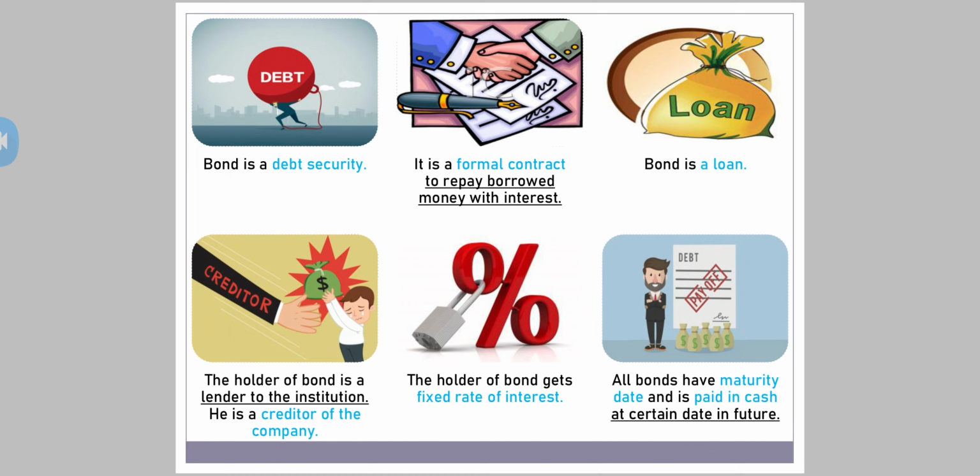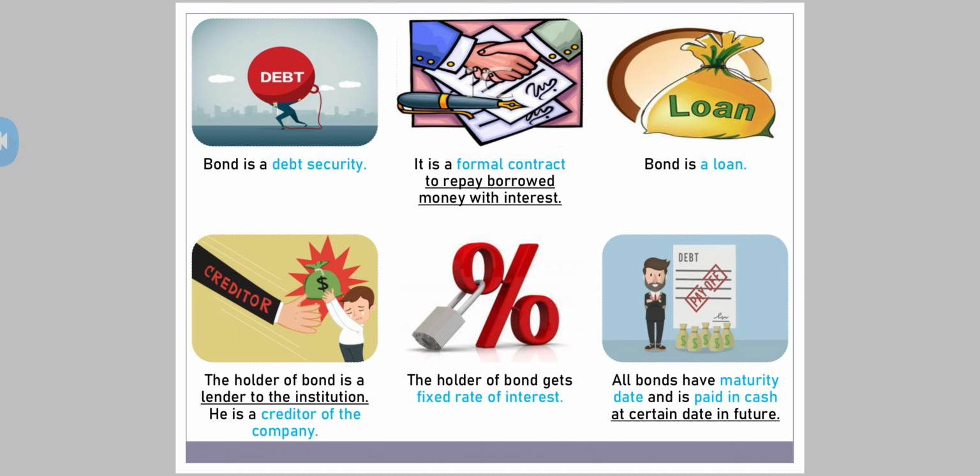With bonds, there are 6 important points which you are supposed to remember. If the question has been asked in the exam, you are supposed to write it in the meaning. The very first one is bond is a debt security. When I say it's a debt security, that means it's a liability which a company is supposed to repay. Debt security, the word itself says liability security, that means which will be paid after certain period of time. So yes, bond is a debt security.